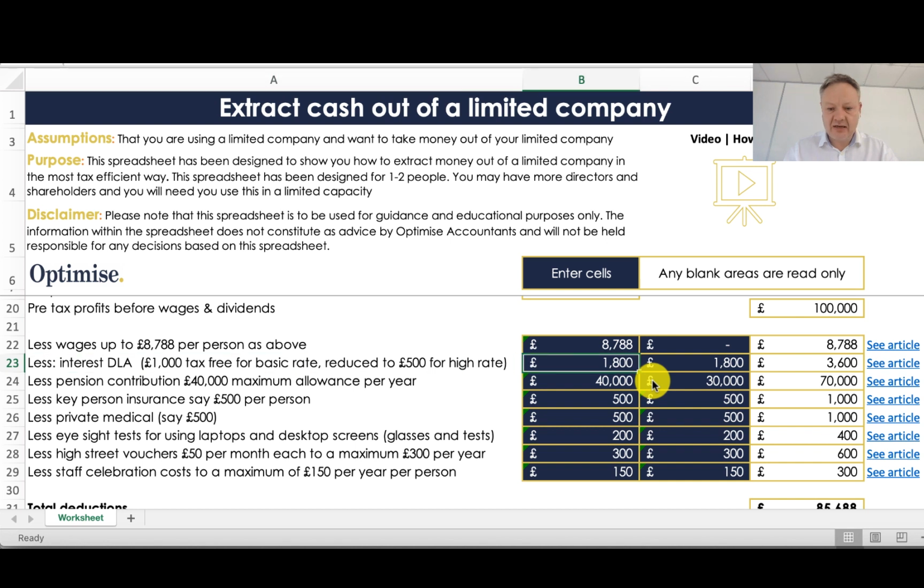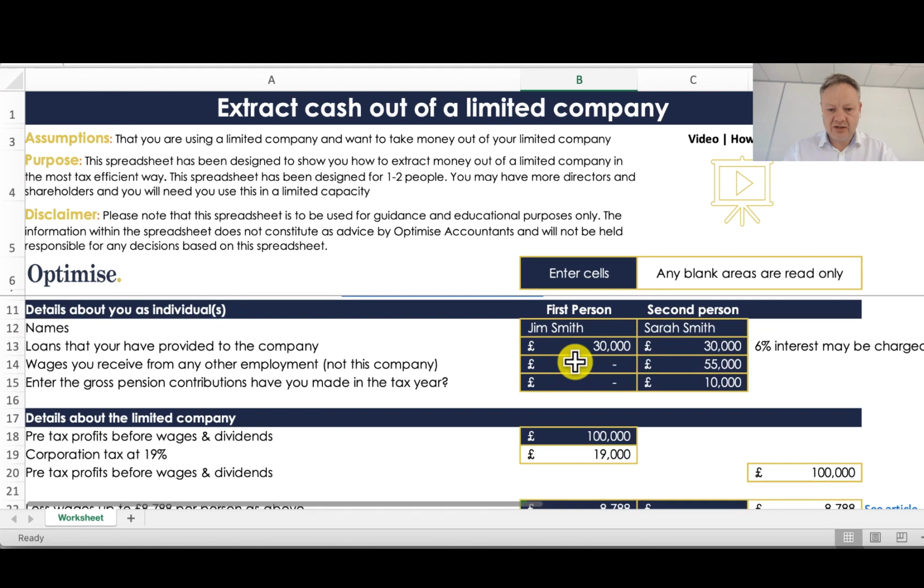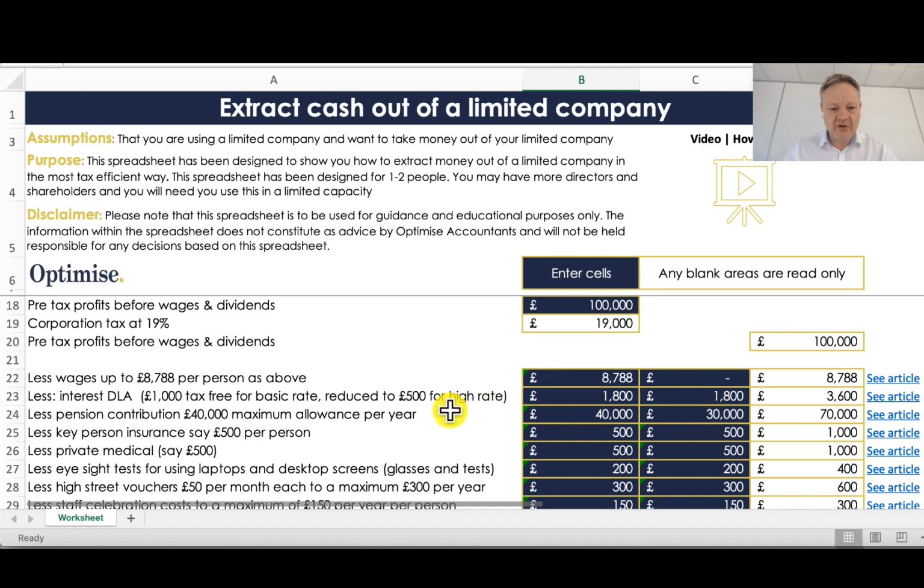Less interest. Now, this is an important one. You'll notice that we've got 1,800, which is, if you look at the tax band, on £30,000, which is a loan. And what we presuppose here is that you've got an interest rate of 6%. Now, you could change these numbers because these are all in blue writing, in blue cells.